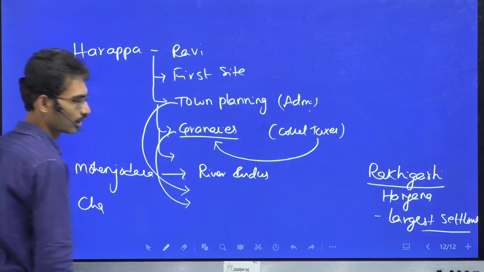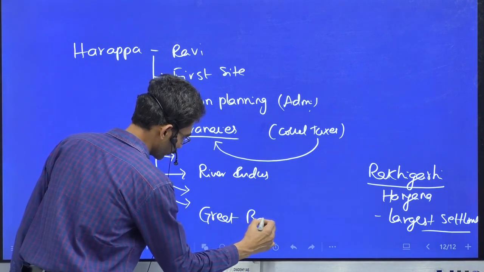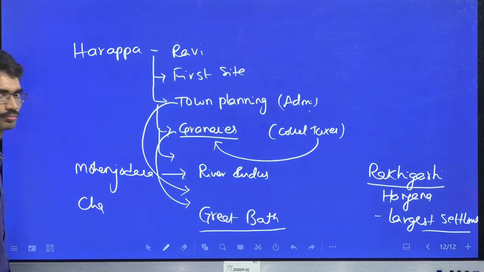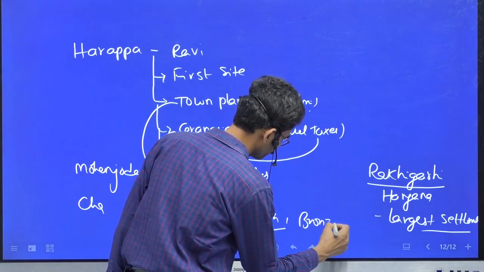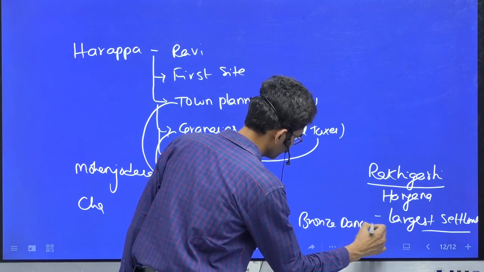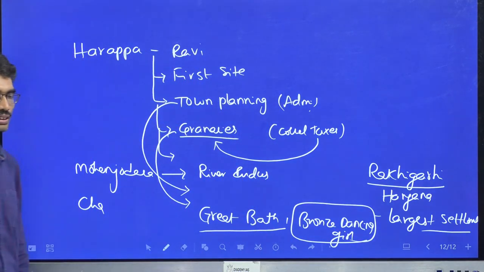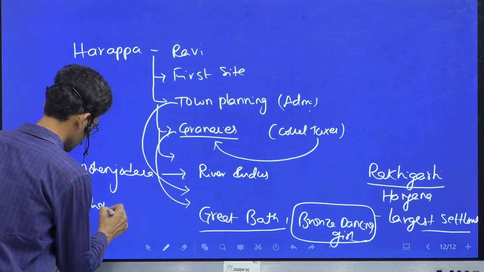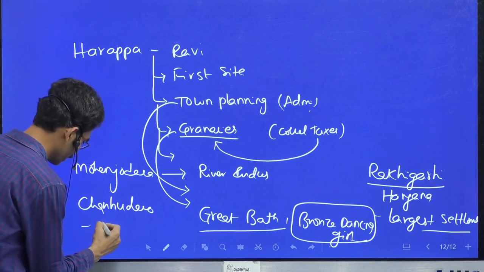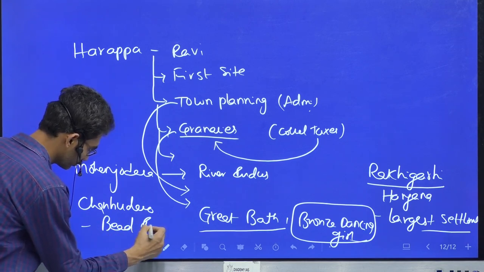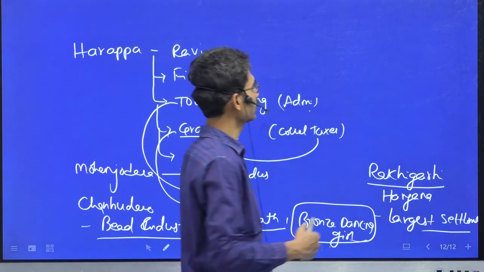Town planning, granary, great bath, bronze dancing girl image. These are some of the evidences we got. Next, Chanhudaro is famous for bead industry. So you can see advancement in industry.